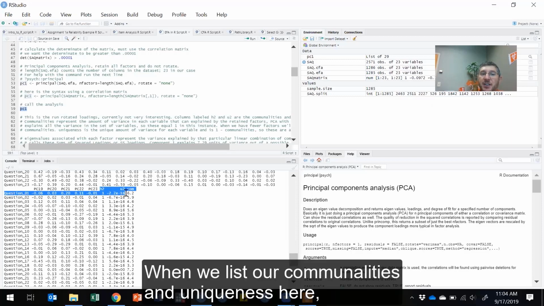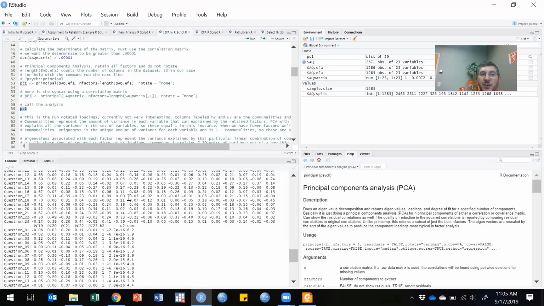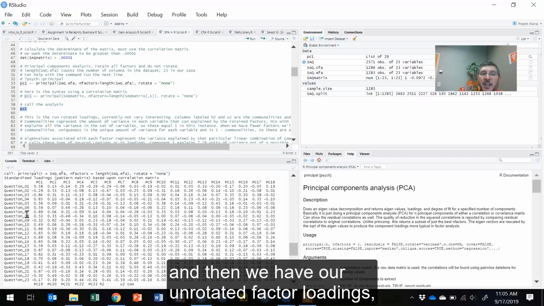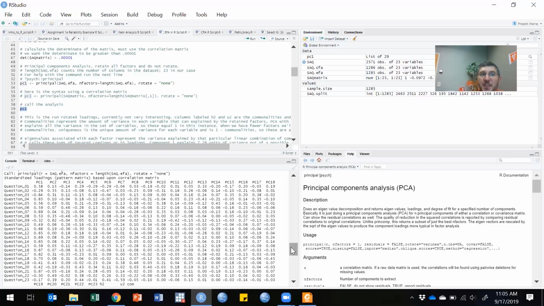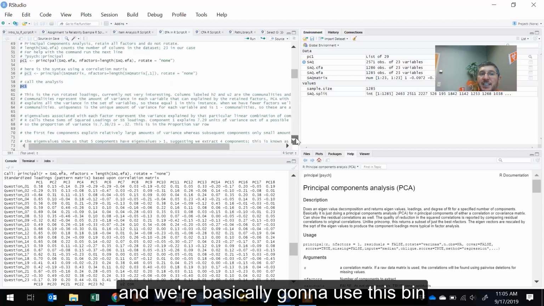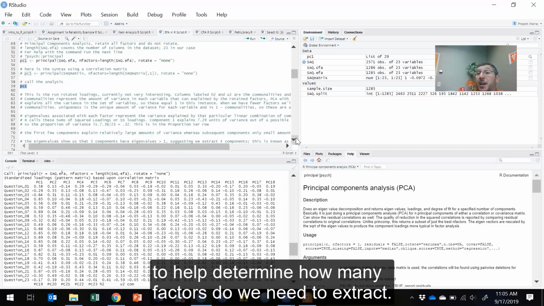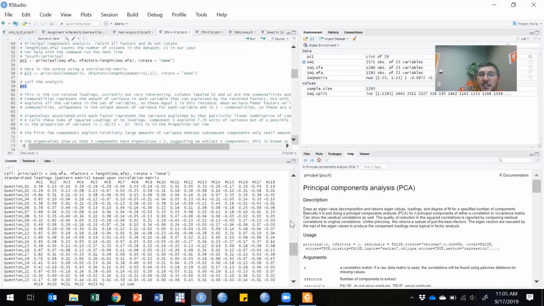We list our communalities and uniqueness here, and then we have our unrotated factor loadings. Currently this one isn't very interesting, and we're basically going to use this then to help determine how many factors we need to extract.